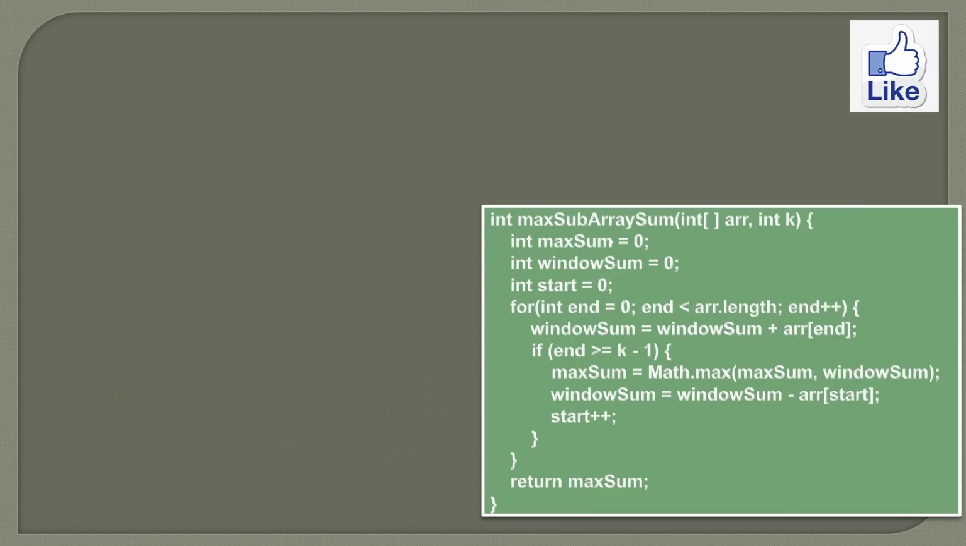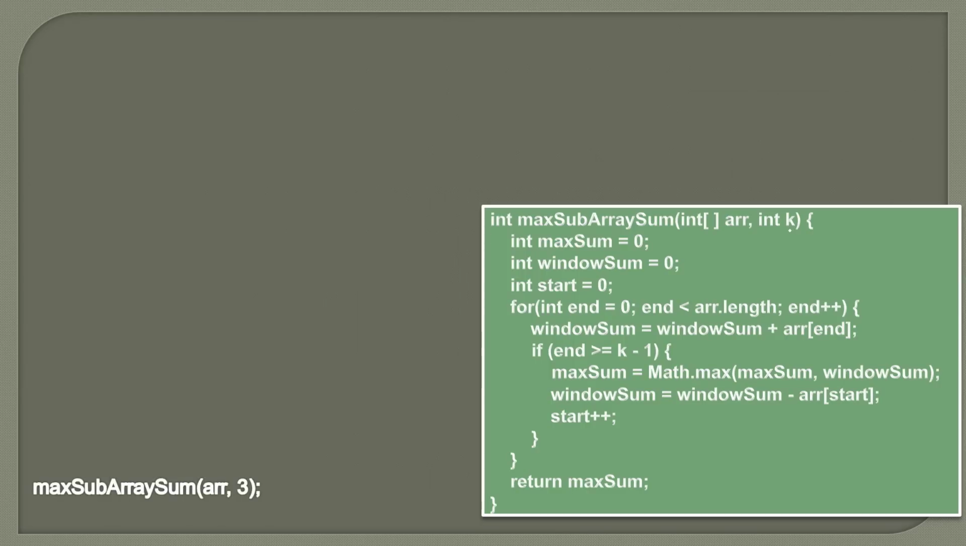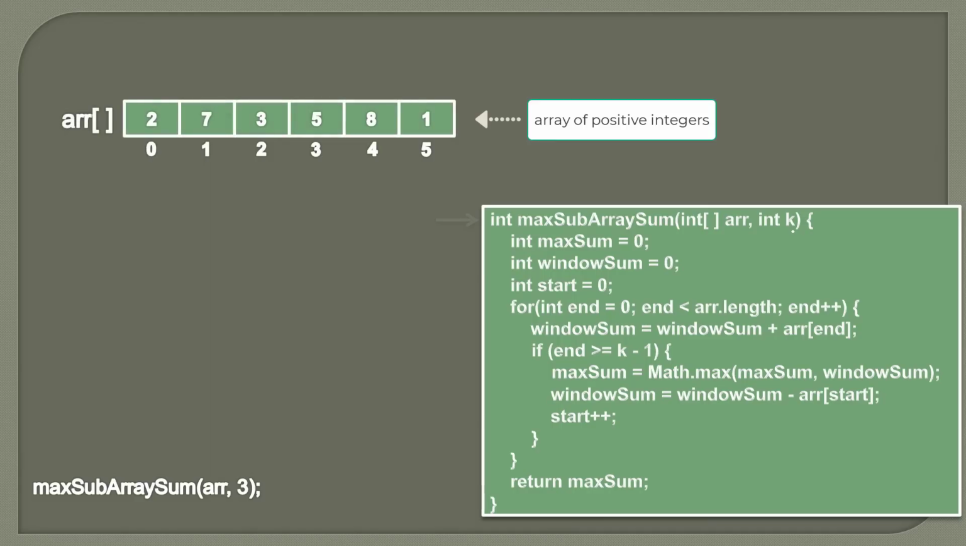So here is the algorithm. The method name is max subarray sum, which takes in the array and a value k, which is the size of our window. So this is our array and the value of k is 3. It means we are taking a sliding window of size 3.